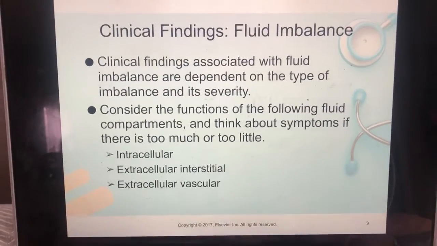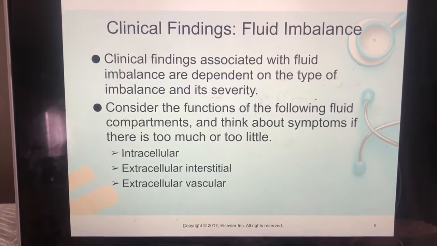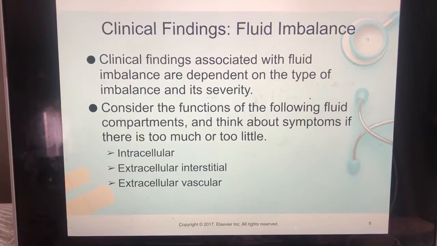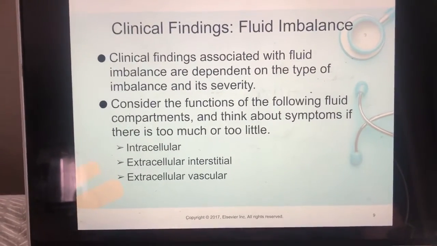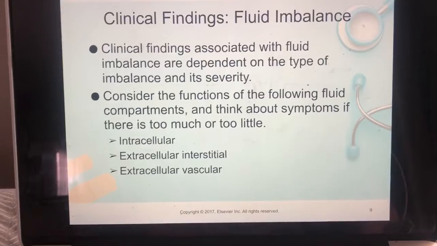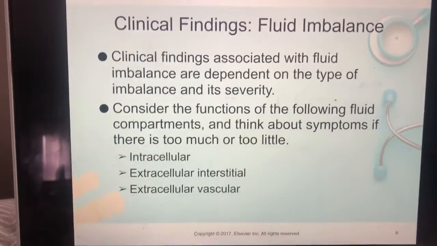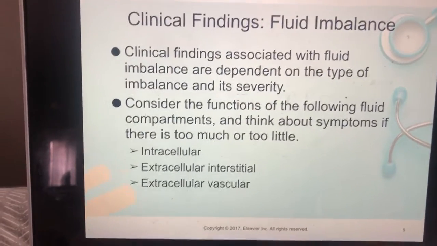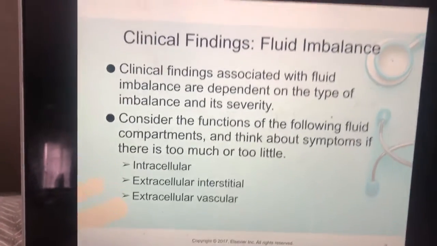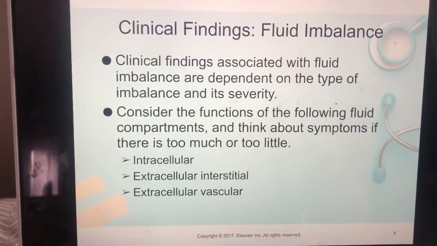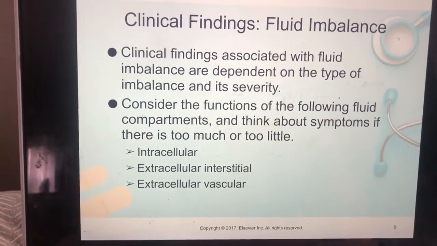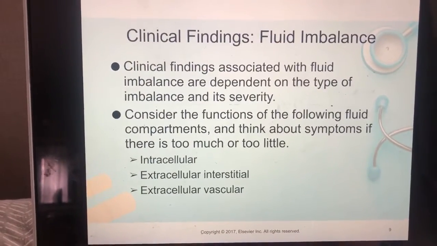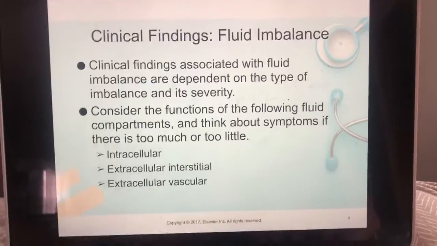Clinical findings associated with fluid imbalance are dependent on the type of imbalance and its severity. Consider the functions of the following fluid compartments and think about symptoms if there's too much or too little. So intracellular, if there's too much, your cells can swell and burst. If they're too dry, they can shrink and waste away. If there's excess volume in the interstitial space, you can get edema, pitting edema, which will lead to a lot of other issues. So just think about our fluid balance and how certain ways will affect how our body functions.